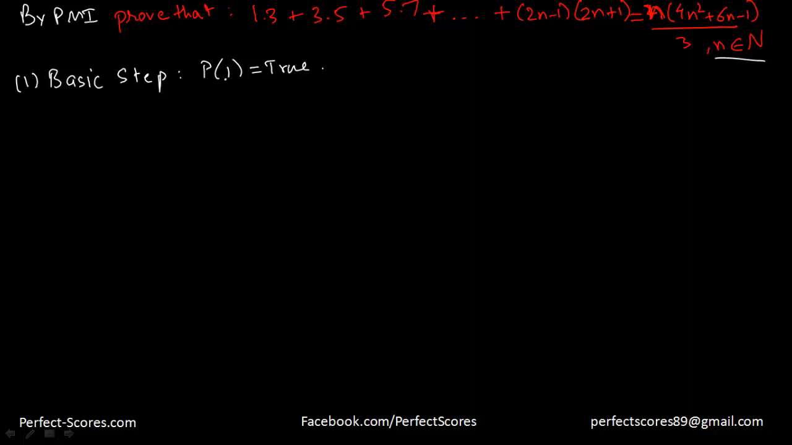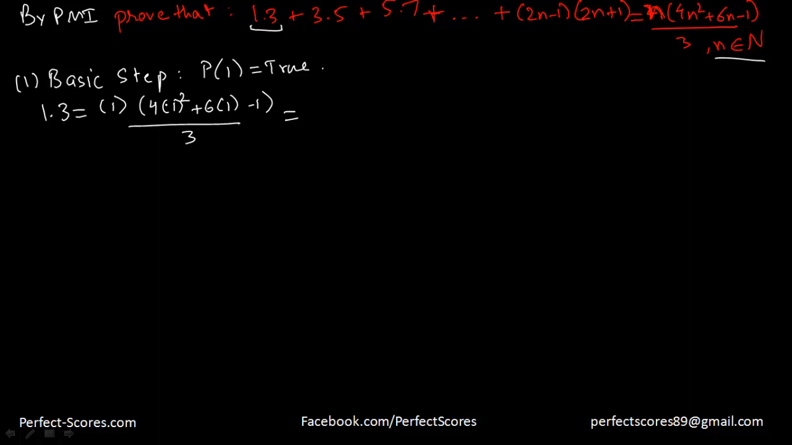So when I say the number of terms is equal to 1, the first term is just 1 into 3, that is supposed to be equal to this expression in terms of n. So instead of n, I'm just going to substitute 1 here: 1 into 4 into 1 square plus 6 into 1 minus 1, divided by 3.